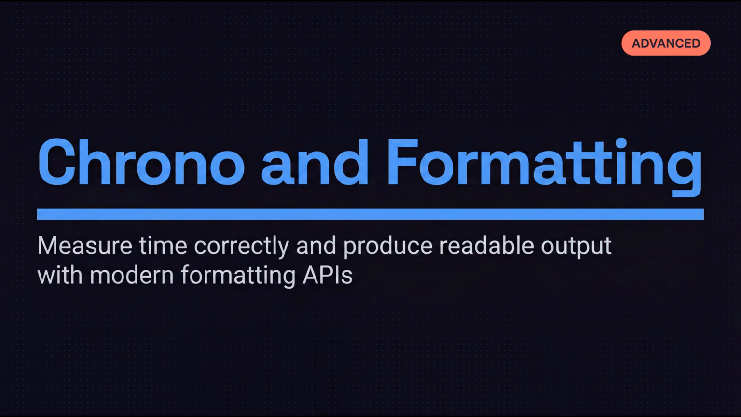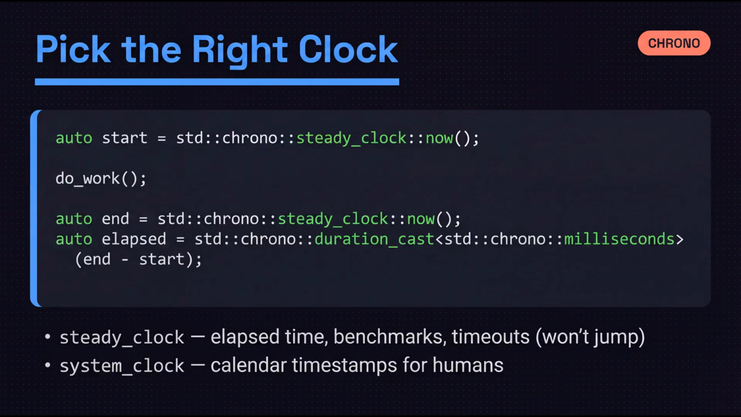Chrono is the standard library's time facility: clocks, durations, and time points. Format is the modern way to produce readable output without the verbosity of stream chains. Together, they let you measure time correctly and present results cleanly. Let's get into it. The first decision: which clock to use.